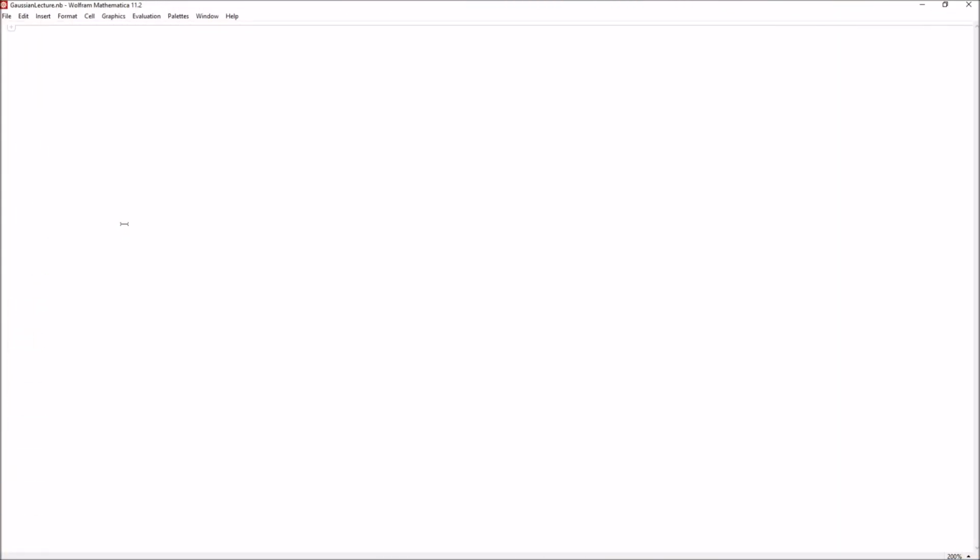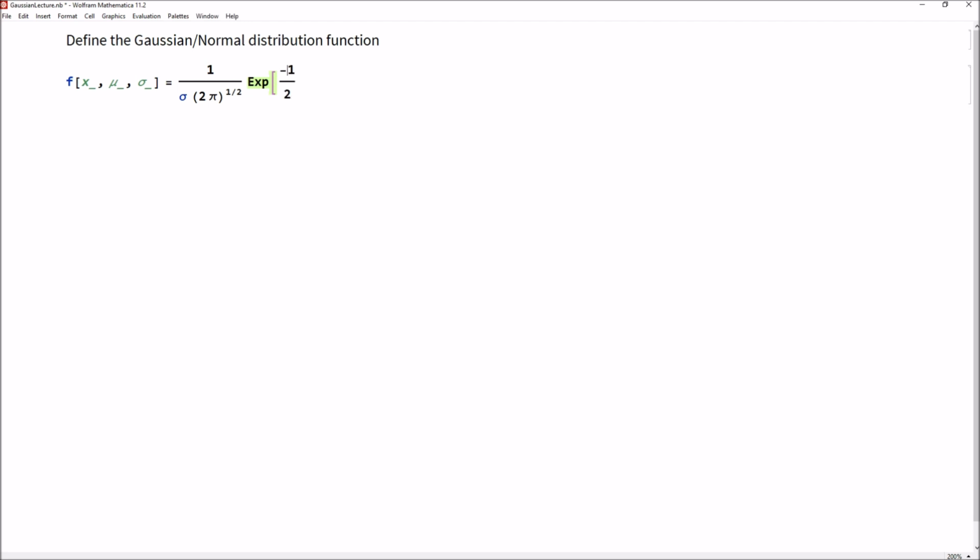All right, so here we are in Mathematica. So let's first define the Gaussian or normal distribution function. We said that was f of x, and it was also a function of the mean and the standard deviation. And the function was 1 over sigma times 2 pi to the 1/2, times e to the minus 1/2. Whoops, let me put the minus in front there. All right, times the quantity x minus mu all over sigma. This quantity was squared, and that ended the exponential. There we go.